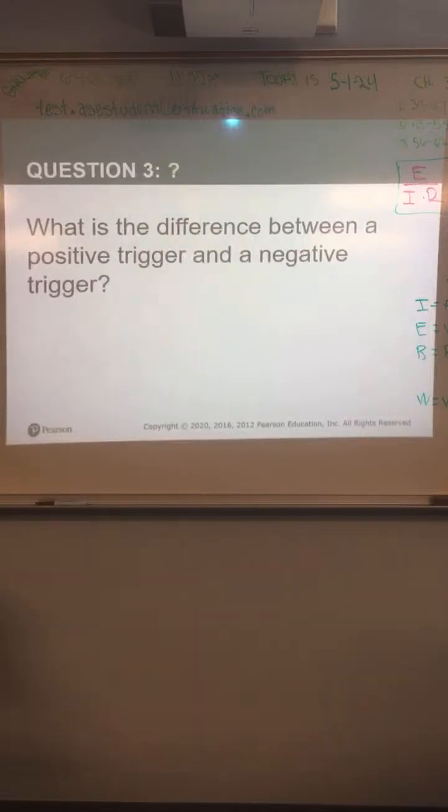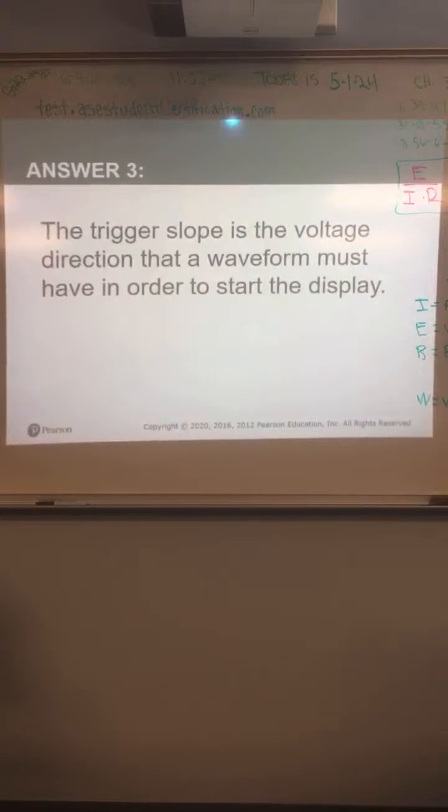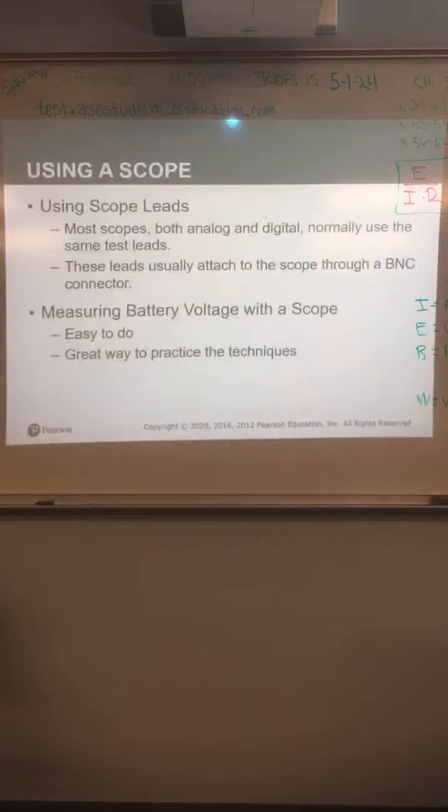The difference between a positive and negative trigger is that trigger slope is the voltage direction the waveform must have in order to start the display.